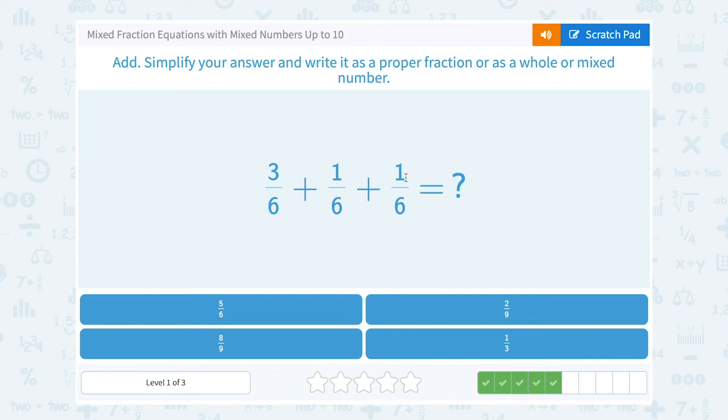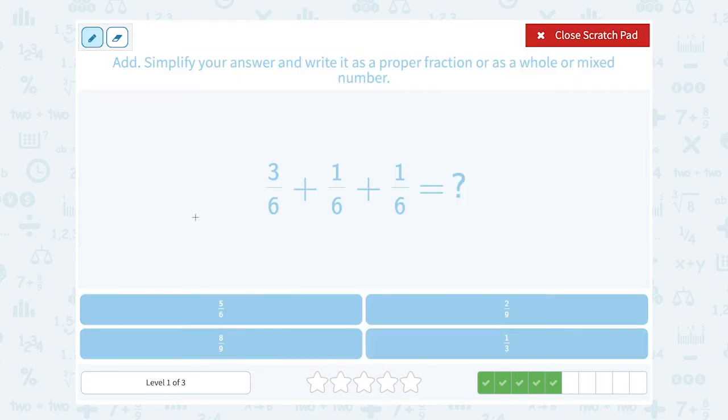3/6 plus 1/6 plus 1/6. Okay, well notice all three of these have a common denominator, so I can keep that same denominator or bottom number of 6 and just add the parts on the top, right? 3 plus 1 is 4 plus another 1 is 5. So altogether I have 5/6.